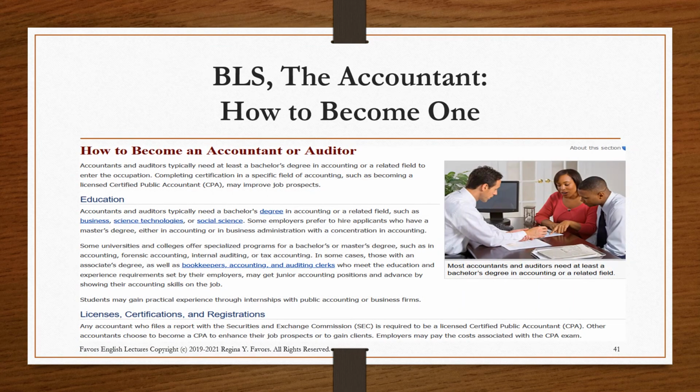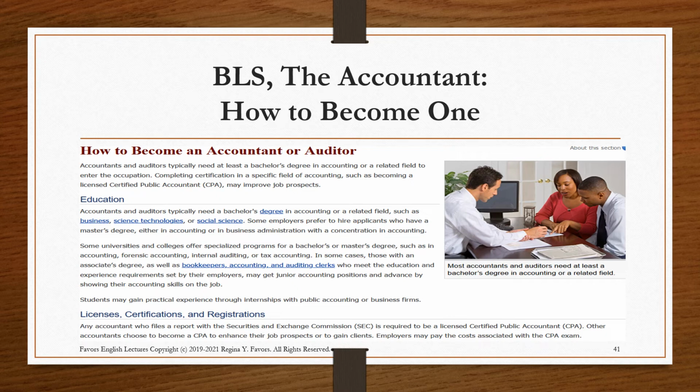And so how to become one, here's the extended information. So you need basically a bachelor's degree in accounting or related field to enter the occupation. You would also need a certification in this field, such as becoming a licensed certified public accountant.